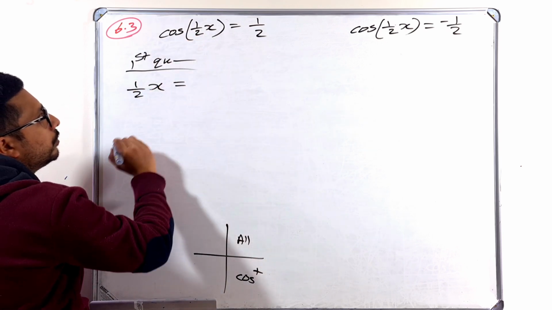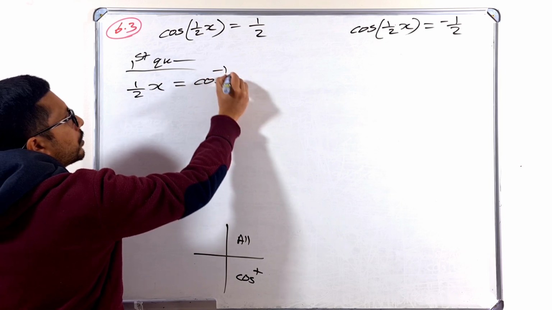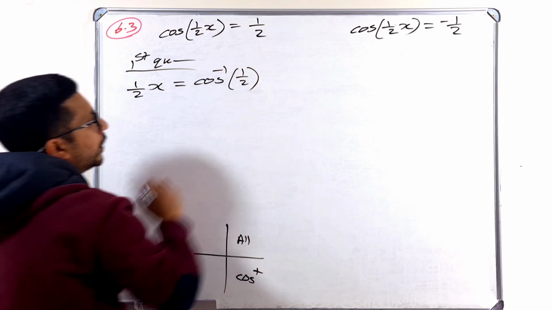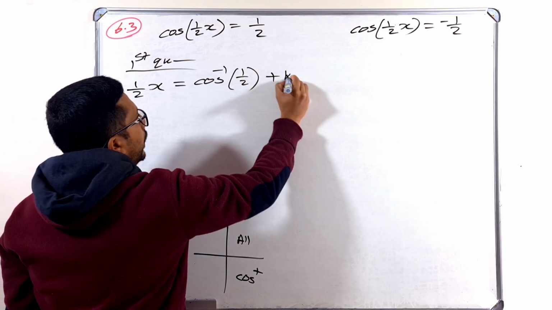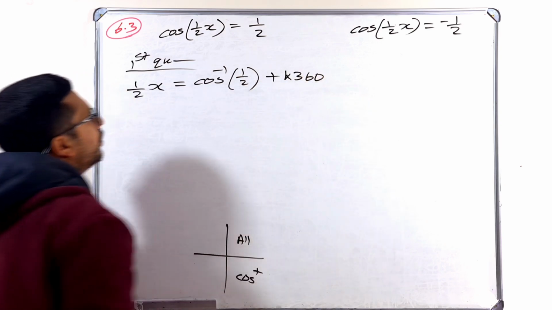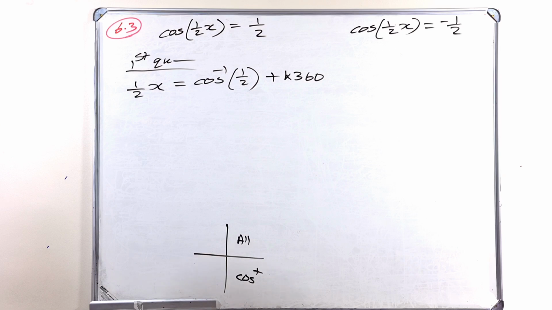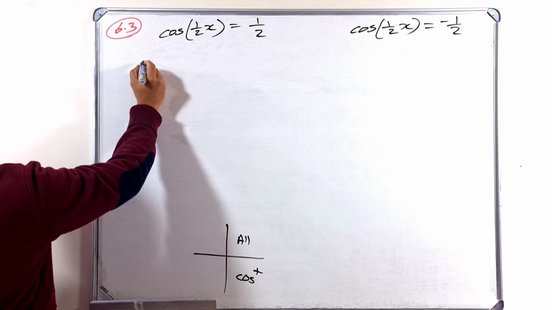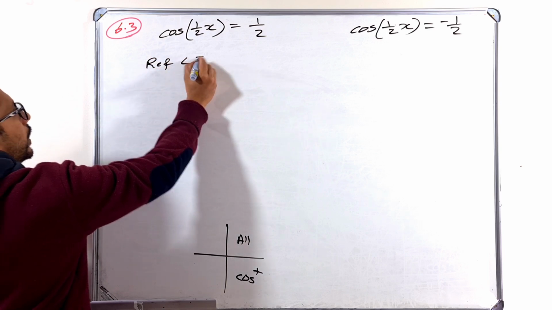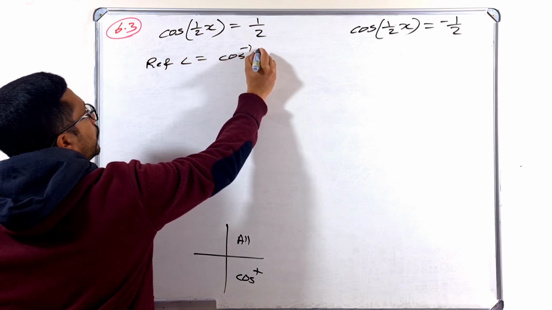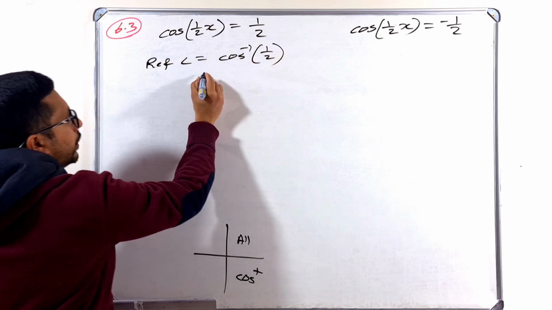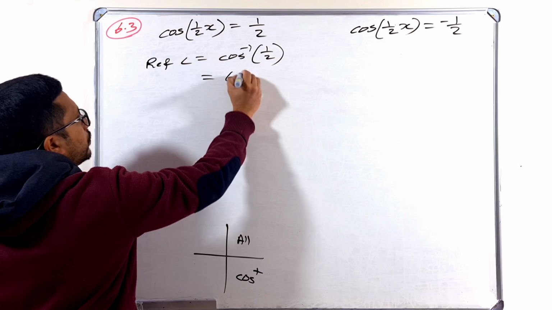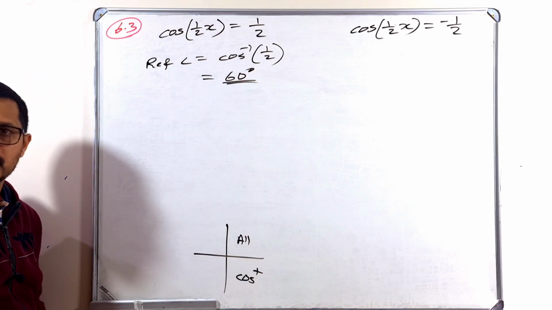Okay, x over 2 is equal to cos inverse of 1 over 2, plus k 360, or we can find the reference angle first. Before I write this one, what is a reference angle? Reference angle is cos inverse of 1 over 2. Check in your calculator, what is cos inverse of 1 over 2? Cos 60 is 1 over 2. So cos inverse of 1 over 2 is 60.